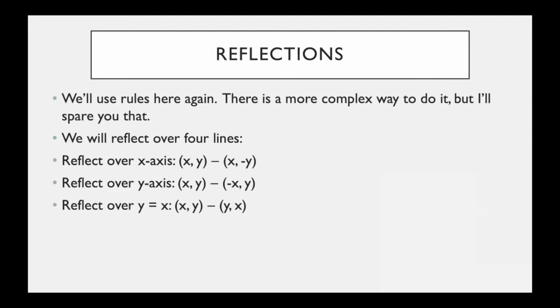The other 2 lines that we're interested in are y equal to x, and this one's really easy. You just flip-flop the x and the y values. So x comma y turns into y comma x. And last but not least, reflecting over y is equal to negative x, x comma y goes to negative y comma negative x. Make sure that you have these rules written down somewhere. They're very important, and they'll be in the classroom notebook, but make sure that you have them written down for tests and quizzes and whatnot.